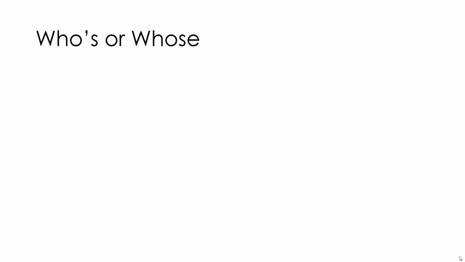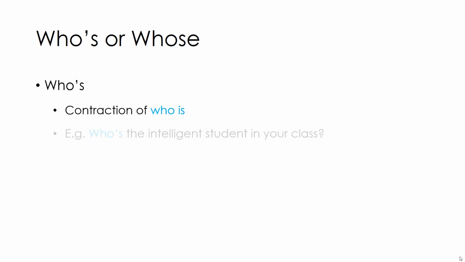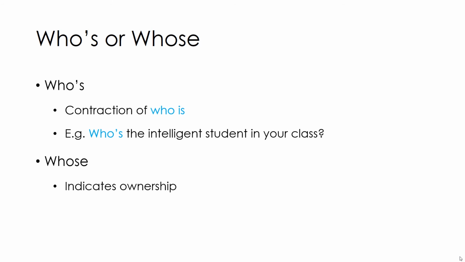Who's or whose. Who's is contraction of who is. For example, who's the intelligent student in your class? Whose is used to indicate ownership. For example, whose car has neon lights. Even though they sound similar, here as well you need to use them as per the context.